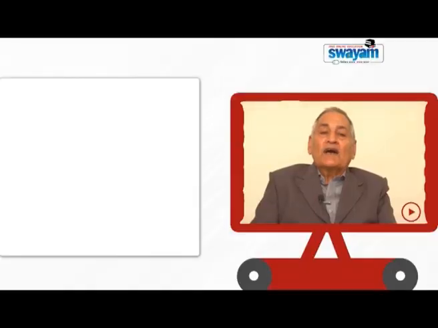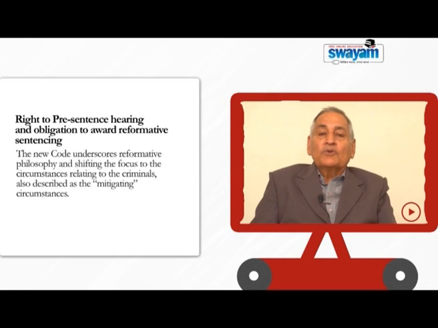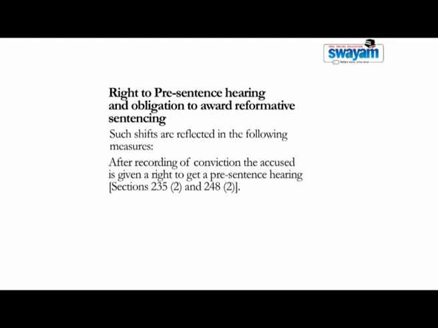Now, the other right is the right to pre-sentence hearing and the obligation to award reformative sentencing. The new code underscores the reformative philosophy, shifting the focus to the circumstances relating to the criminal, known as mitigating circumstances. Such a shift is reflected particularly in the following measures. After recording conviction, the accused is given a right to get a pre-sentence hearing under Sections 235(2) and 248(2).